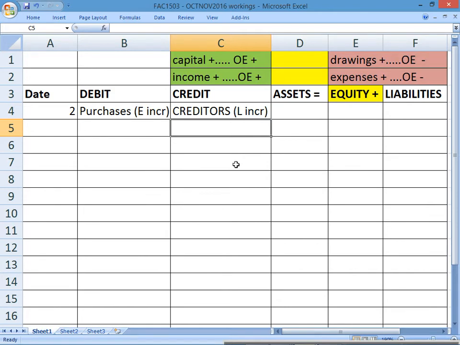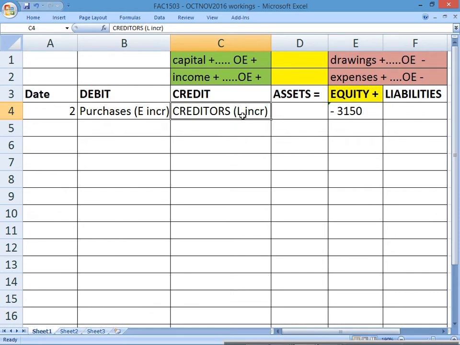Okay. So, if I'm looking at an expense, if an expense is going to increase, what is going to happen to owner's equity? Decrease. So, I show minus and the amount. What is the amount here? 3150.